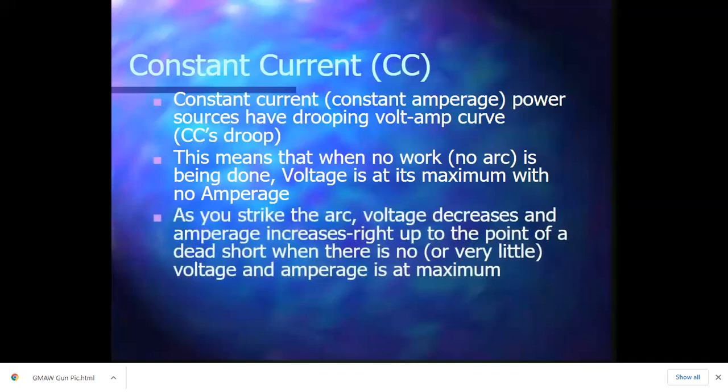As you strike the arc, the voltage decreases and amperage increases right up to the point of a dead short where there is no or very little voltage and the amperage is at its maximum.